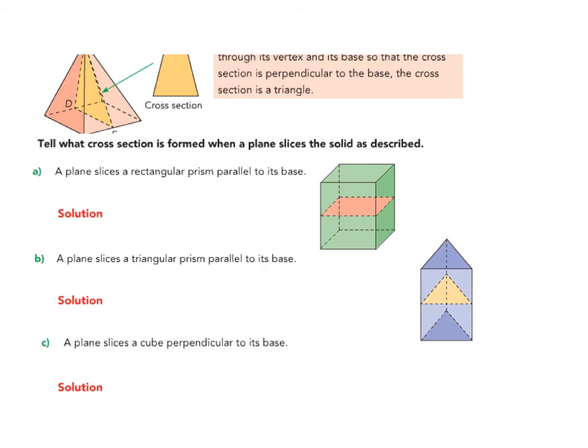All right, so tell what cross-section is formed when a plane slices the solid as described. Okay, so there's pictures here and everything. So I'm going to have you try A, B, and C on your own, and then I will go over them with you.